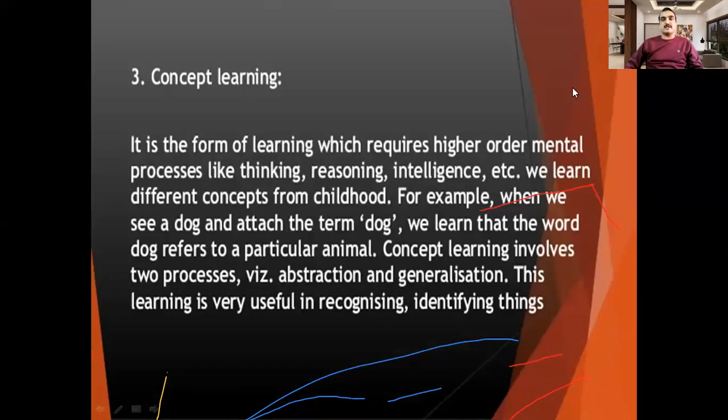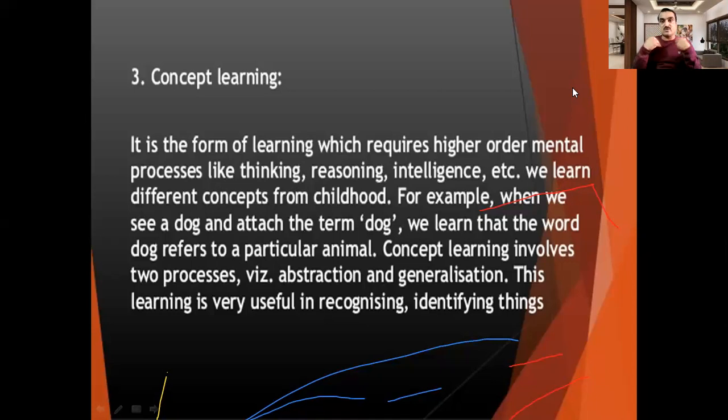Next, the third type of learning is concept learning. What is this? It is the form of learning which usually requires higher order mental processes. Sometimes we use thinking ability for taking some decision. We may use reasoning ability, which is right and which is wrong, and intelligence also. So these three are used for understanding some concept.